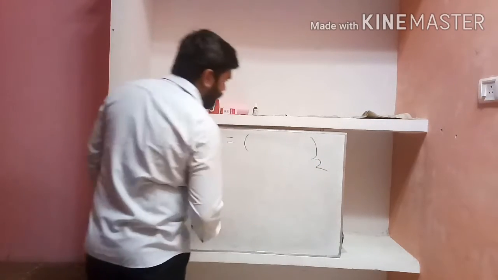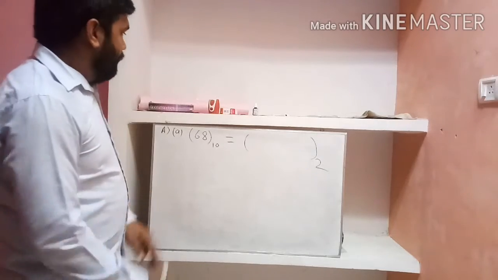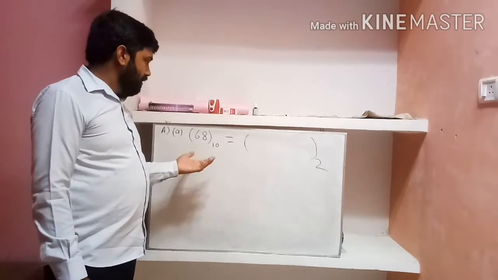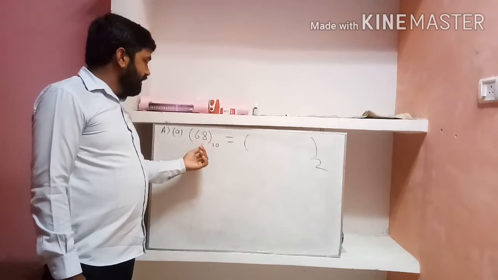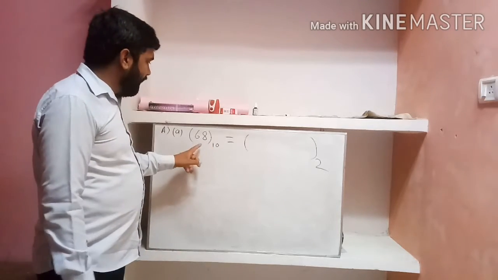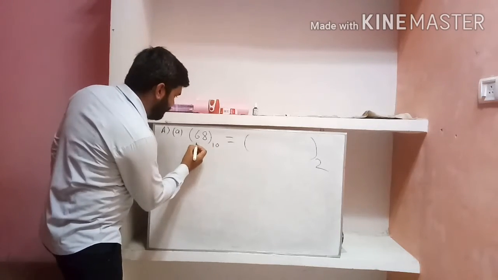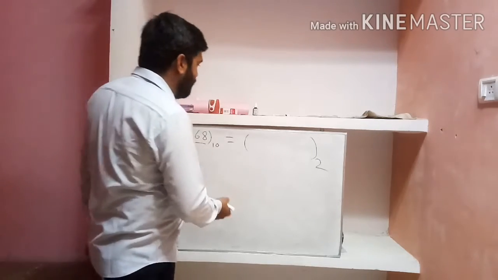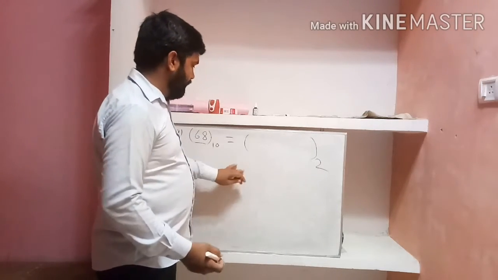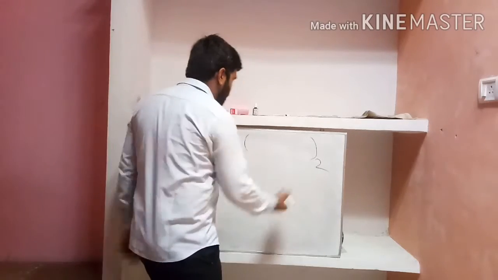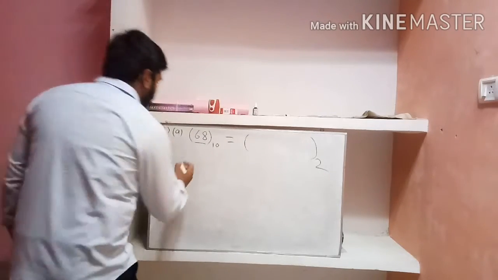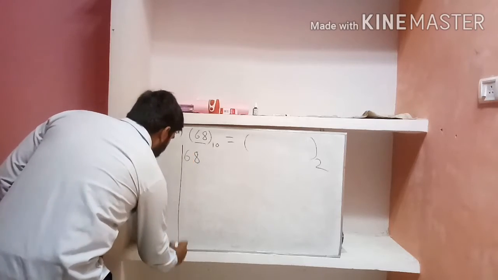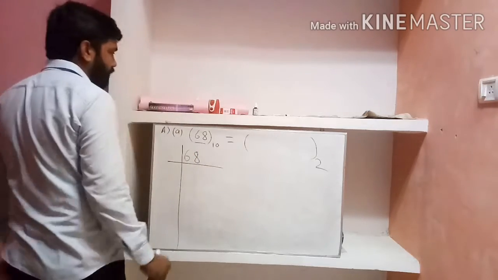The binary number base is 2. If you want to convert a decimal number into binary, first of all we have to divide the decimal number by the base of the number system in which you want to convert. You want to convert into binary, and the binary base is 2. So divide 68 by 2 and write its remainder also. See how we do it.